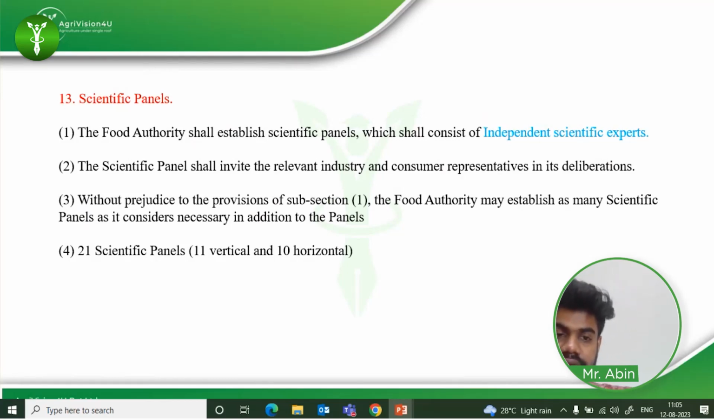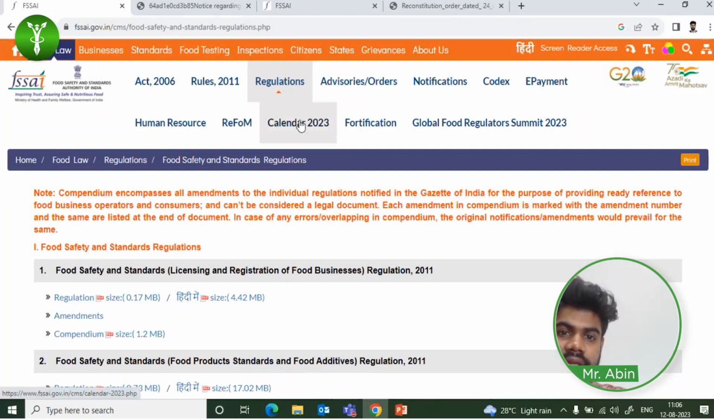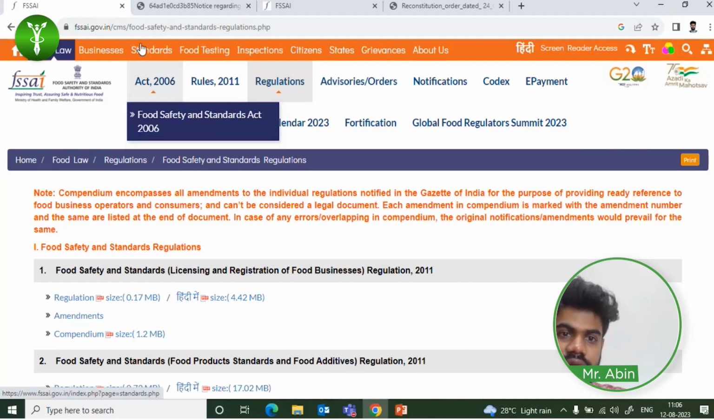Now, section 11 we have seen: the Central Advisory Committee. Section 13 is scientific panels. Scientific panels consist of independent scientific experts. As of now, there are 21 scientific panels. Out of that, 11 are vertical and 10 are horizontal. If you want to see this, you can go to the FSSAI website, and on the upper side, under standards, if you click, you will see this.